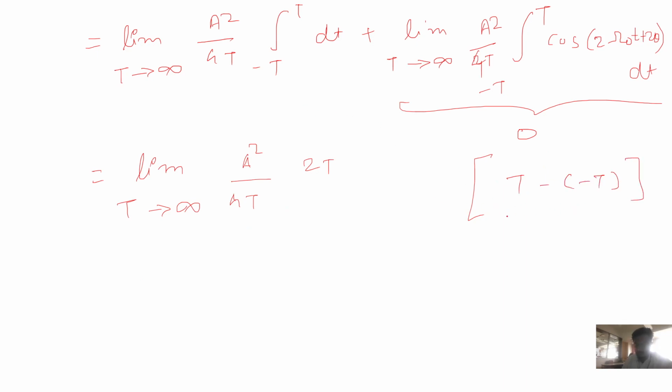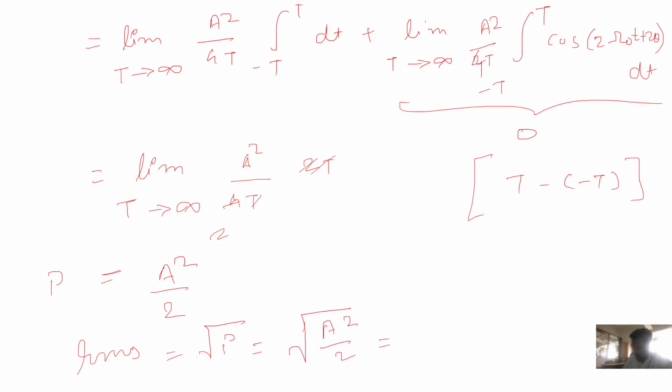Okay, so if I solve this, the T gets cancelled, the 2 cancels, and it is going to be A squared by 2. Therefore the power is A squared by 2. The RMS of this is going to be the square root of the power, which is the square root of A squared by 2, which is A by root 2. I hope I am clear. Have you understood it?